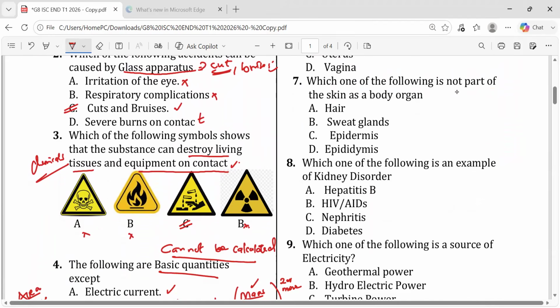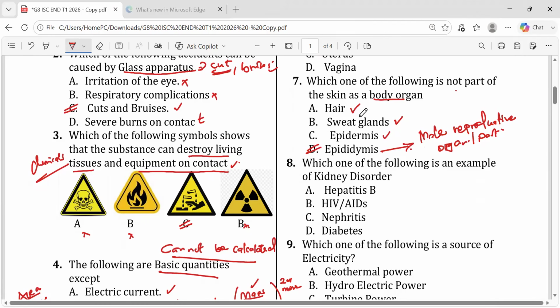Which one of the following is not part of the skin as a body organ? Remember, the skin is the largest body organ. Hair is part of the skin. Sweat glands are also part of the skin. The epidermis is also part of the skin. The epididymis is not part of the skin, but rather it is the male reproductive part. So the epididymis is the right answer. It is not part of the skin.